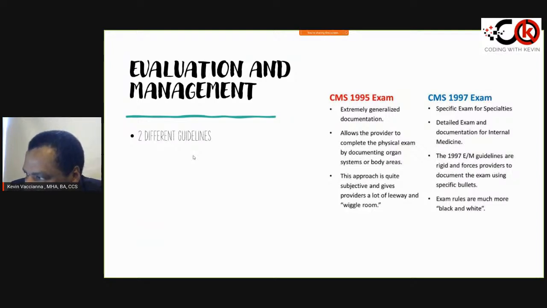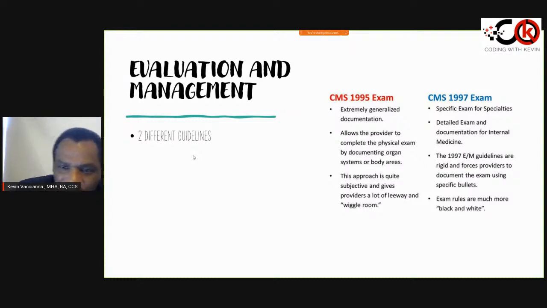The 97 guidelines are rigid and force providers to document the exam using specific bullet points. Exam rules are much more black and white with the 97 guidelines. And I believe I told you the one that is typically utilized in the doctor's office is the 97 guidelines. But you'll find that out when you go on your job site. They will tell you what guidelines they look at when you're reviewing your charts.